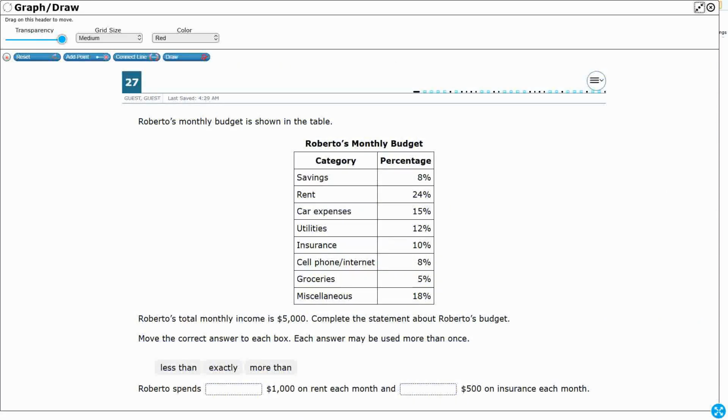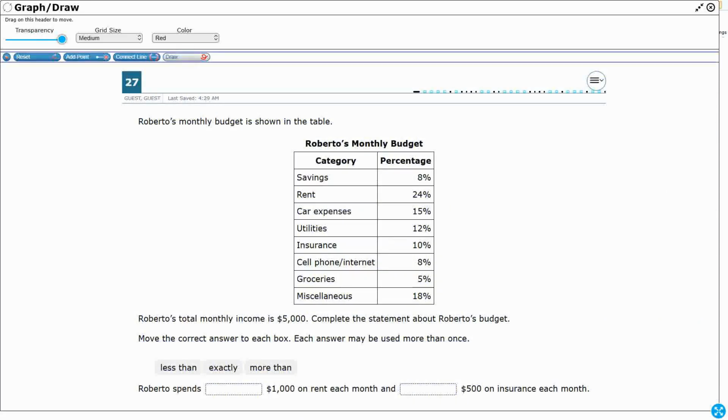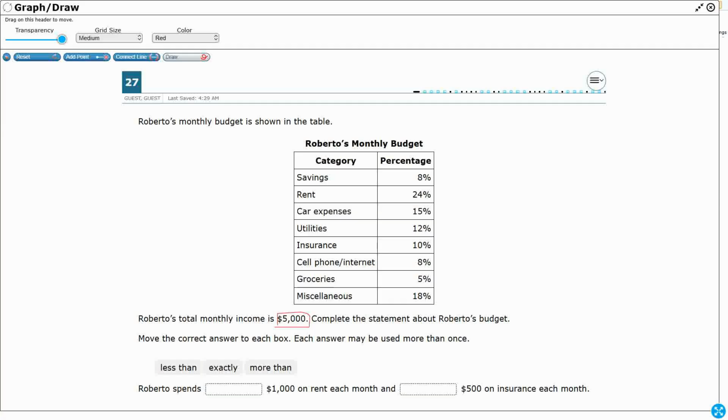Let's see what we've got with our monthly budget here. We've got our percentages of the budget. We've got an income of 5,000 bucks. We don't know exactly how much he has on savings. They don't tell us right away, but they do tell us it's 8% of 5,000, or the rent is 24% of 5,000. So we need to figure out whether he spends exactly, less than, or more than each of these per month: $1,000 on rent, $500 on insurance each month. There are a few different ways we can do this.